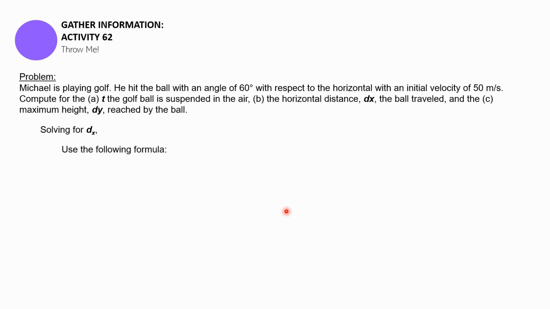Now, what is the next thing we'll be doing? We will be solving for dx. And for us to do that, kailangan na natin gawin is to do the following. Just equate dx with velocity with respect to the horizontal and the total amount of time, which we were able to get a while ago. So the time we'll be using here is the total amount of time. So it's 9 seconds. And then for, again, the velocity with respect to the horizontal, we will be using 25 meters per second.